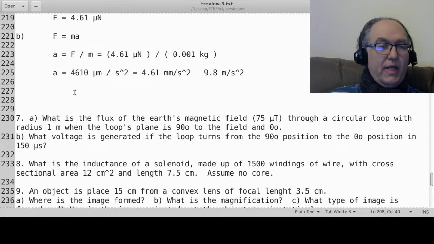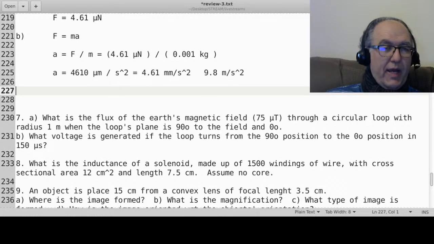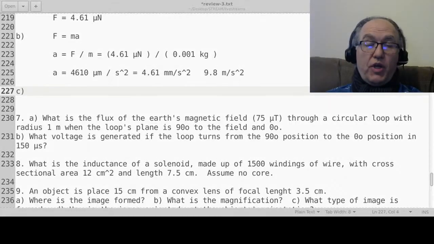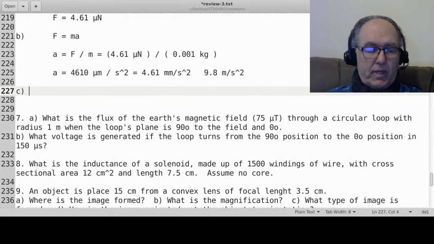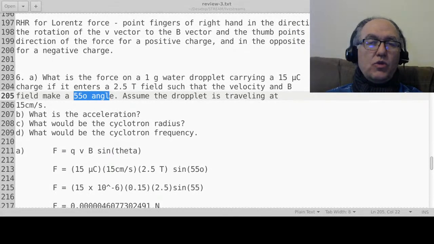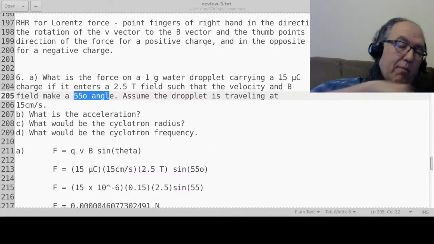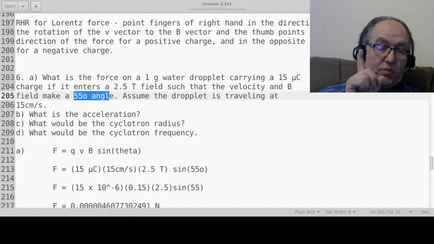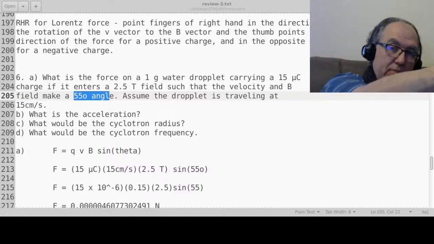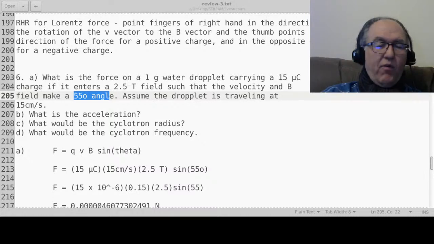What would be the cyclotron radius? At this point, you've got to remember some of the uniform circular motion that we did last time. Technically speaking, because it's not at 90 degrees, it's not going to do uniform circular motion. It's actually going to make a spiral, because part of the velocity component is perpendicular, and that's the part that gives you the uniform circular motion. Then there's a part that's moving along. So you've got to be careful about that.